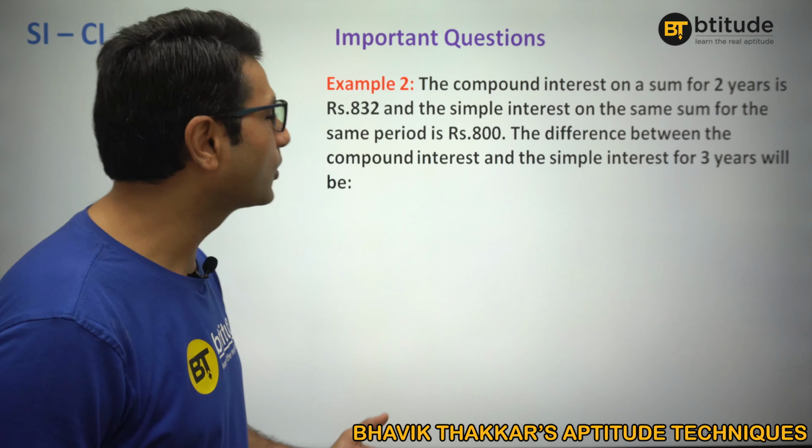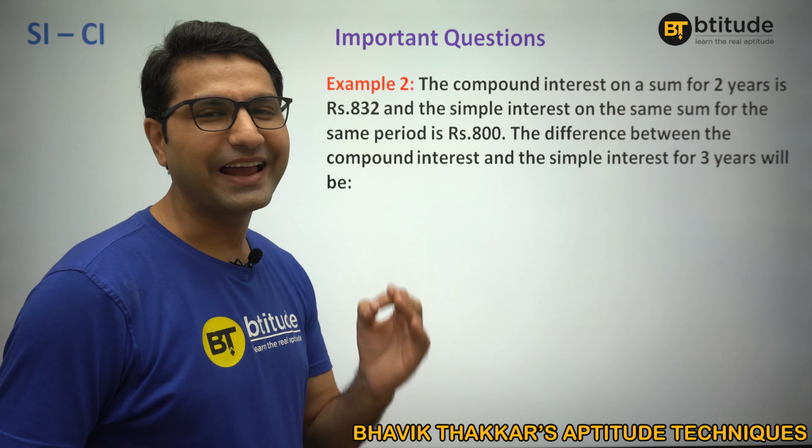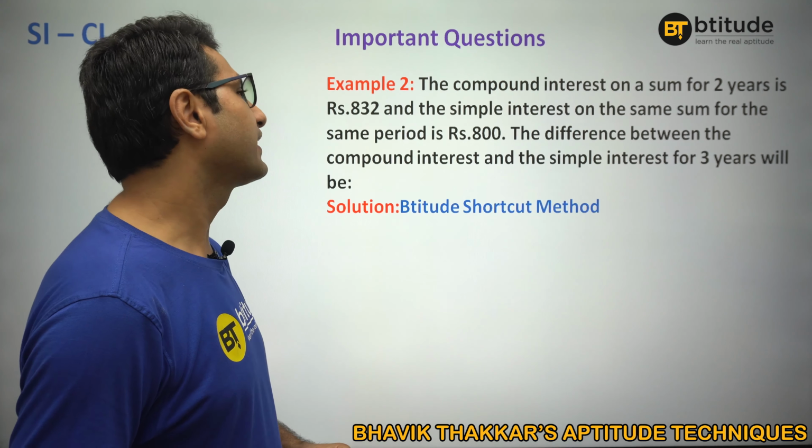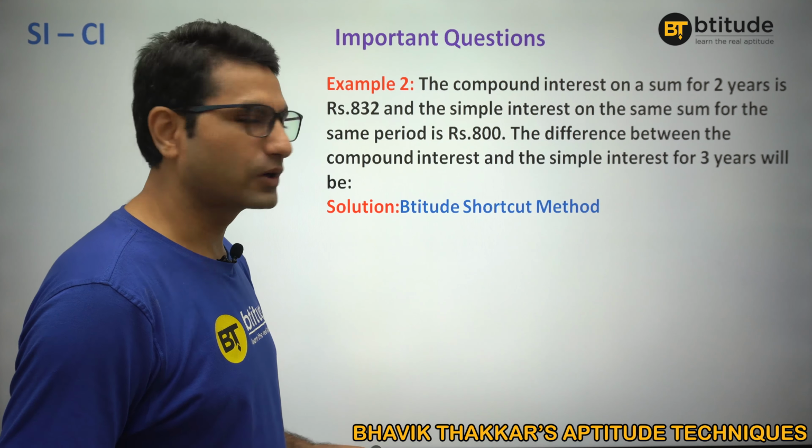Again, think on your own how you will be able to answer this question. Let me try it for you. Look, let's have a look at the question. The compound interest for 2 years is given as 832 and simple interest is given as 800. Now for 2 years, right? The difference between compound interest and simple interest for 3 years will be.